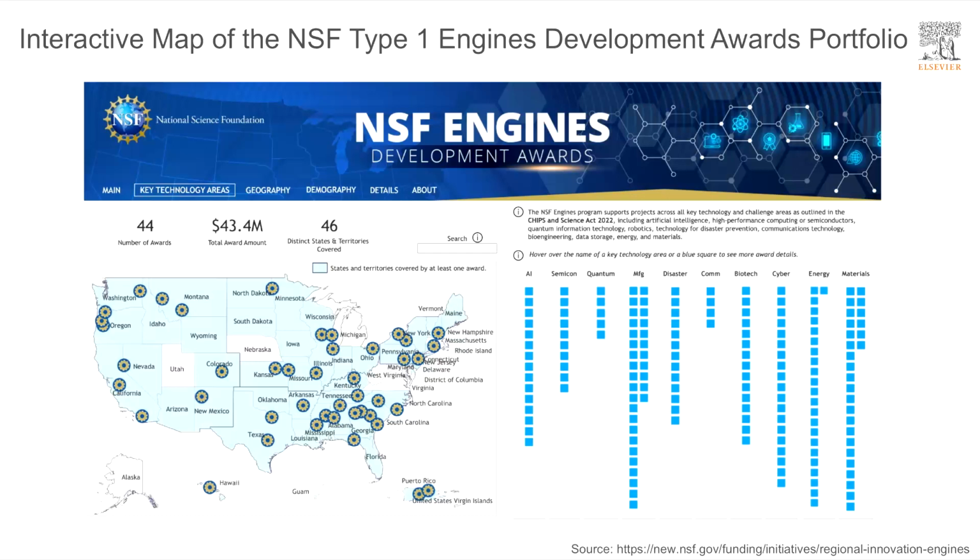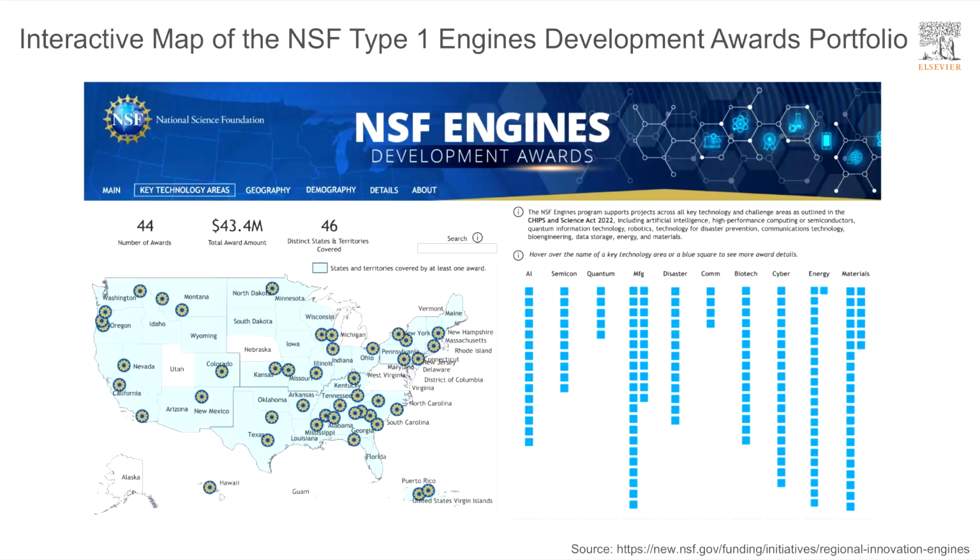The other feature that's interesting is that NSF wanted to make use of this KTA platform, the key technology areas. And so if you look at the right-hand part of the graphic, what you see running from left to right in headings are those 10 areas, AI on the left, all the way through materials on the right. And each of those blue boxes represents an award that could be mapped to that particular key technology area. So they're able to track this.